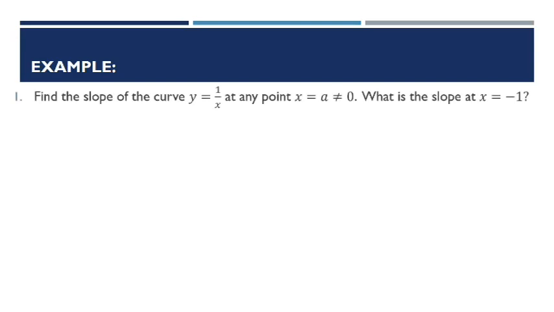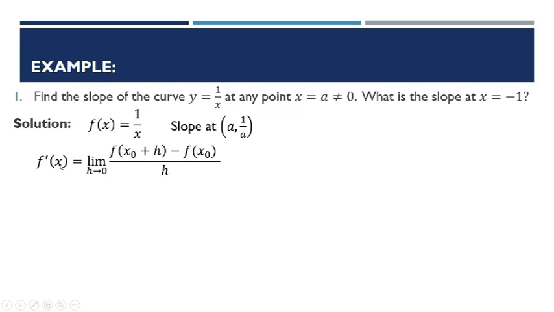So, find the slope of the curve y is equal to 1 over x at any point x is equal to a, not equal to 0. So, what is the slope of the graph at x is equal to negative 1? Solution: given that f of x is equal to 1 over x, we're going to find the slope at any given point. Let's say x is equal to a. So the input is a. So our y is given by f of x, which is 1 over x. So the value of the input is a. So we have 1 over a. So that is what we will find the slope of.